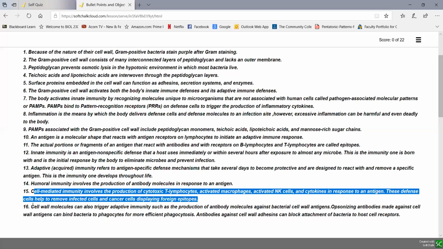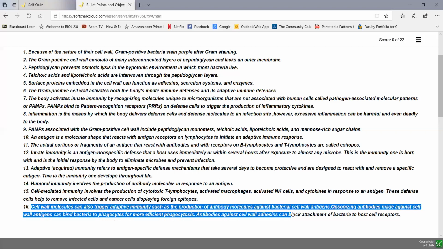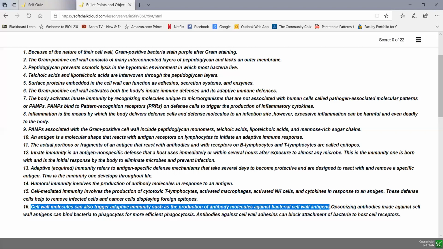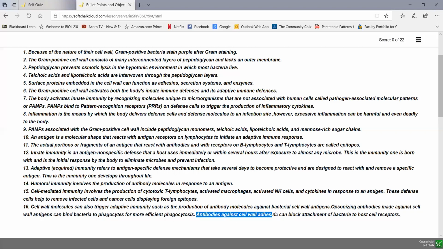And then cell wall molecules can trigger adaptive immunity, such as the production of antibody molecules against cell wall antigens. And we can produce opsonizing antibodies that will bind bacteria to phagocytes for more efficient phagocytosis, as well as antibodies that bind to cell wall adhesins to block them from attaching to host cell receptors.